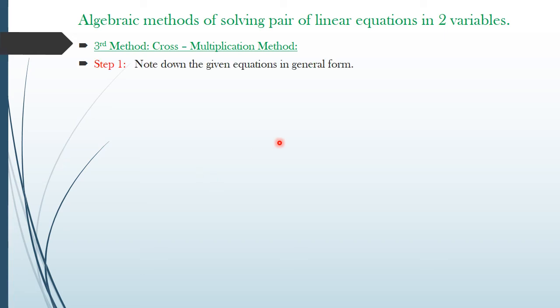First we have to note down the given pair of linear equations in general form. We have studied how to represent a given pair of linear equations in general form. That is going to be a1x plus b1y plus c1 is equal to 0, and the second equation can be written as a2x plus b2y plus c2 is equal to 0. Now using these two equations we have to first formulate a formula. Let us understand how we can do that.